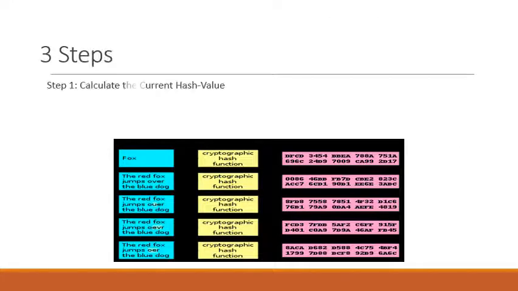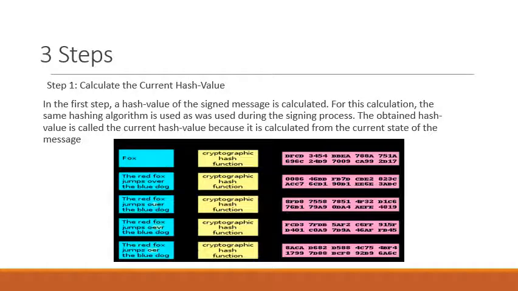Three steps. The first step is to calculate the current hash value. The hash value of a signed message is calculated using a decryptor. For this calculation, the same hashing algorithm is used that was used during the signing process. The obtained hash value is called a current hash value because it is calculated from the current state of the message. That means when you send it, it is then calculated into different numbers or bits, or whatever you want to call it.